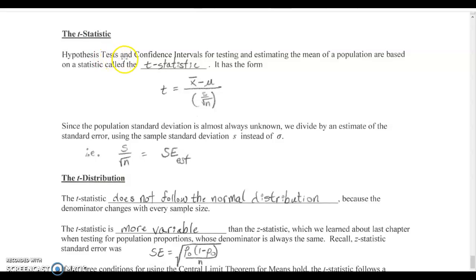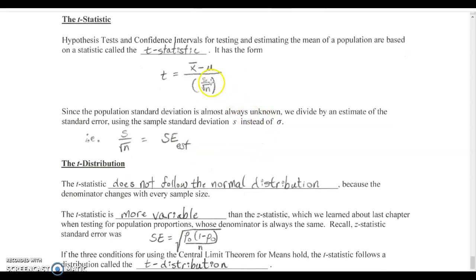So hypothesis tests and confidence intervals for testing and estimating the mean of a population are based on a statistic called the t-statistic. It has the following form: T is equal to x bar minus mu divided by s divided by square root of n. This is an estimation of the standard error, right? Because the standard error would be sigma divided by square root of n. So s is the sample standard deviation, and this is a standard error estimate.